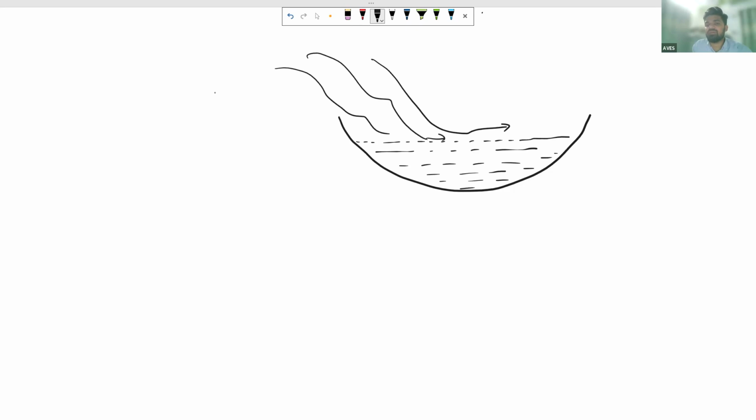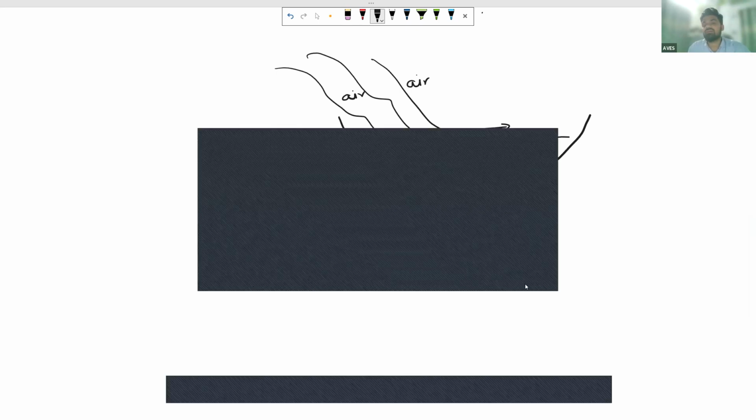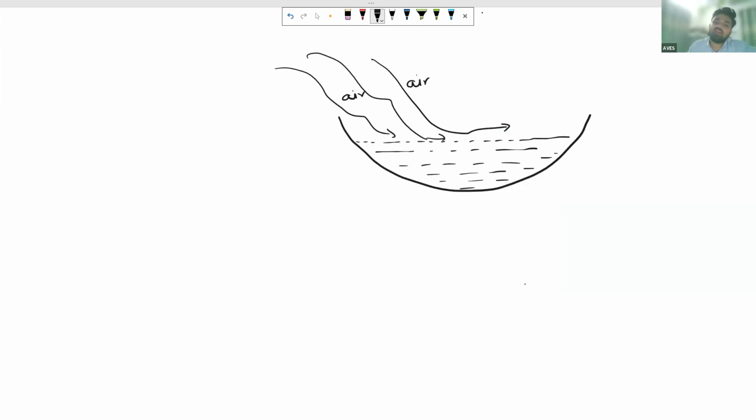So what would happen, this air will come in contact with the upper surface particles, strike them, and take the particles of the upper surface along with it. And this is known as evaporation.